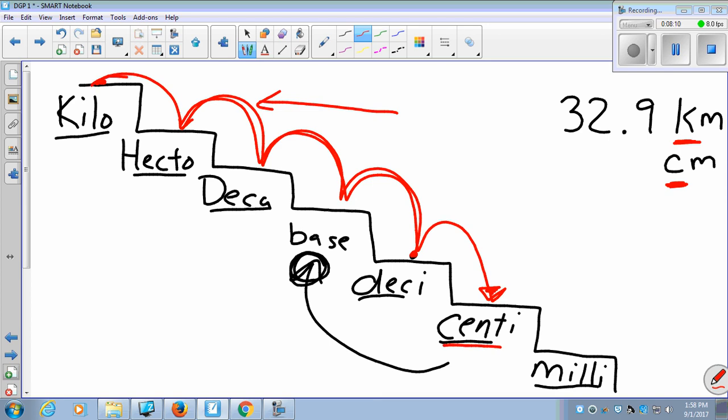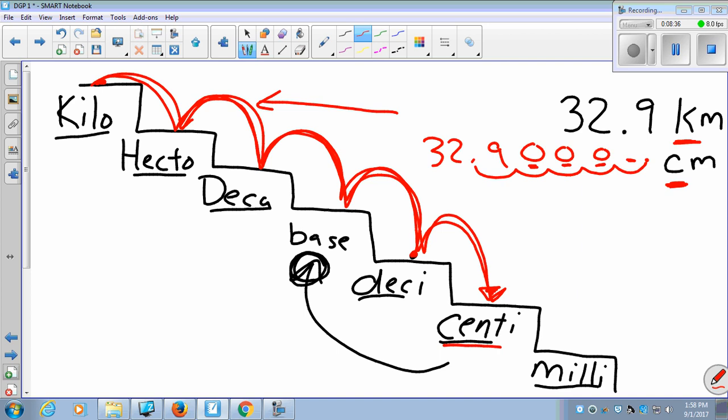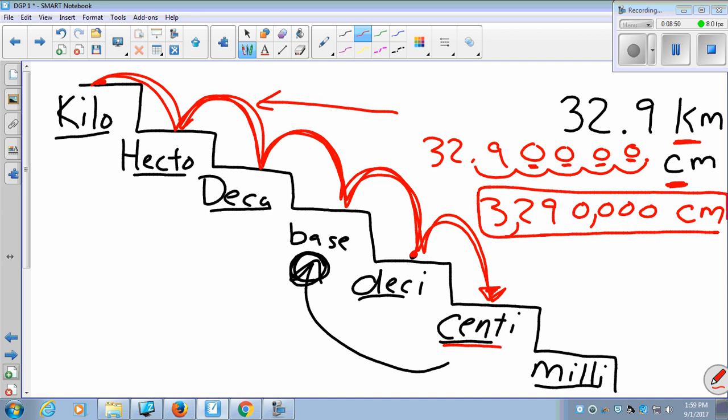Now this time, my pen, as I do it again, went to the right. 5 bumps to the right. So let's draw this out, 32.9. I'm going to go 1, 2, 3, 4, 5. What do we do now? See these empty spots in here? Super easy. We're just going to throw in a 0. So my next answer is going to be 3,290,000 centimeters.